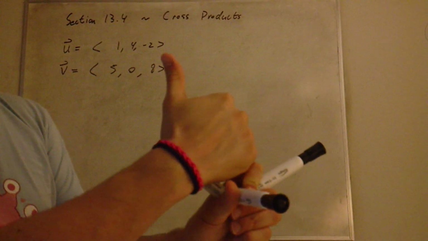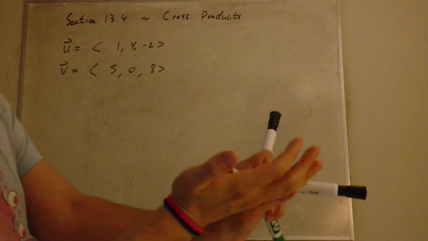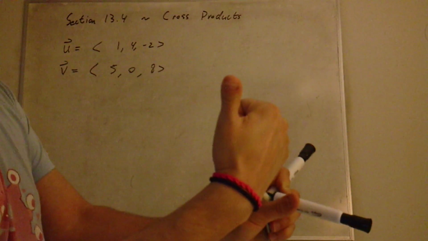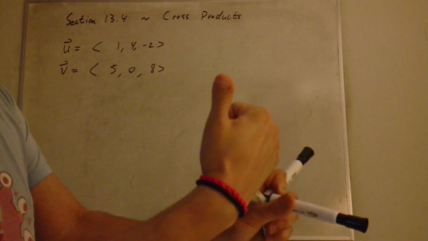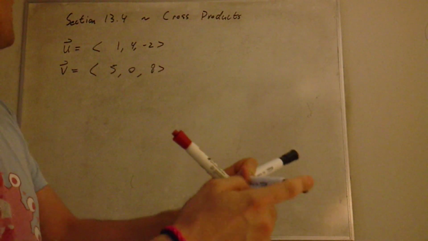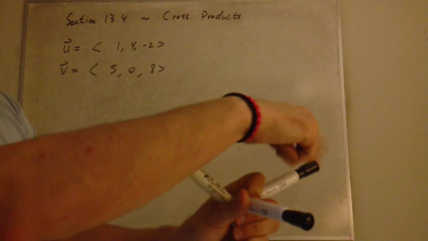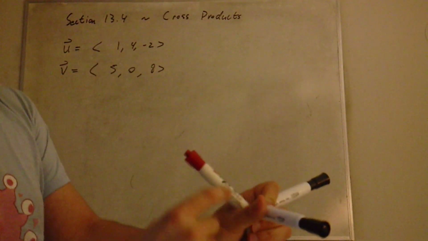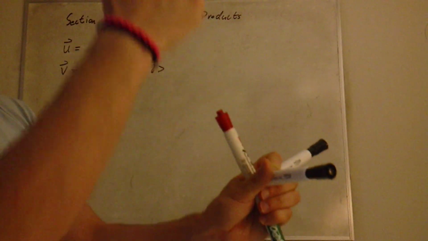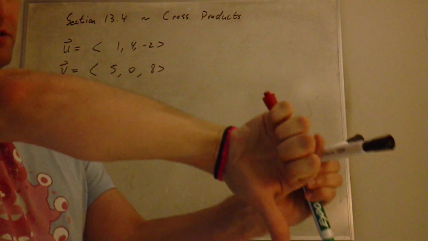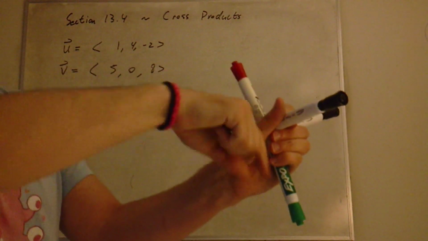That's called the right hand rule. If you curl your fingers from the first to the second, your thumb will point in the cross product vector. So the red one is what we get if this one's first. This one is V. This one is U. So V crossed with U should give us this red vector that points up. U crossed with V, we go from U to V, we should be getting the green vector that points down.